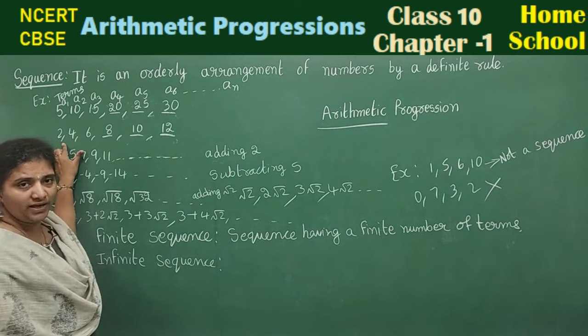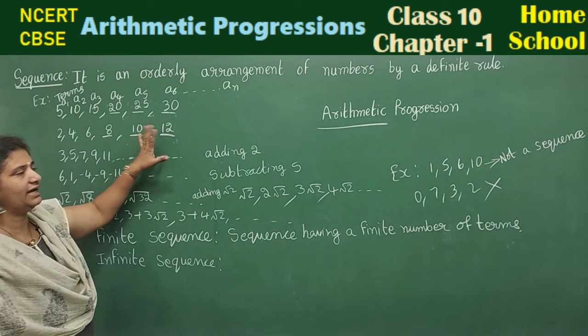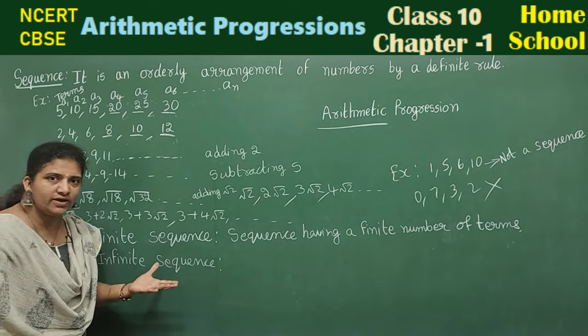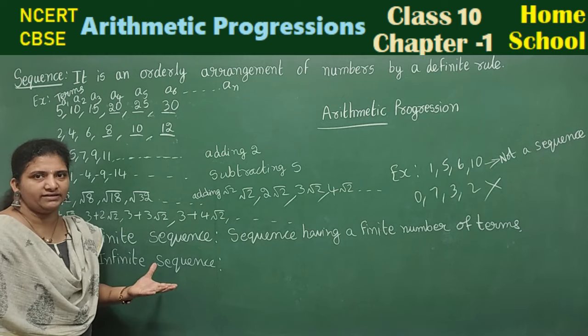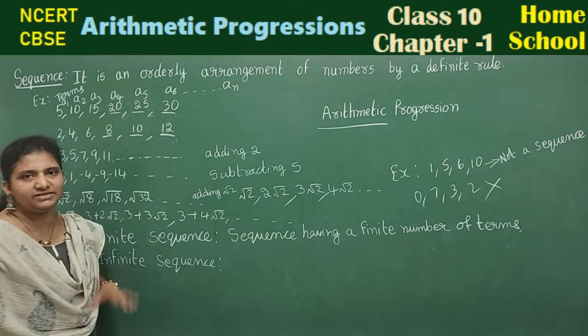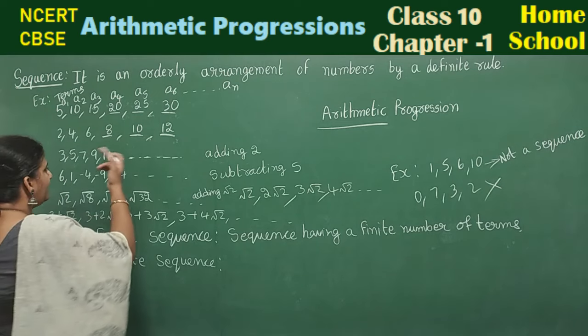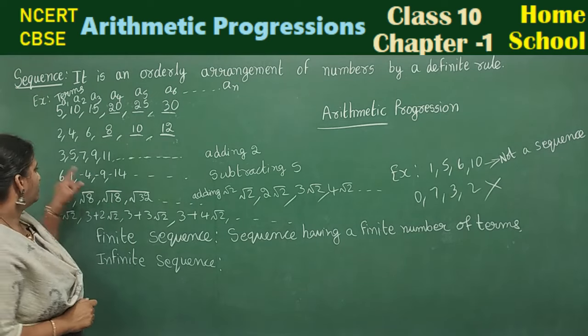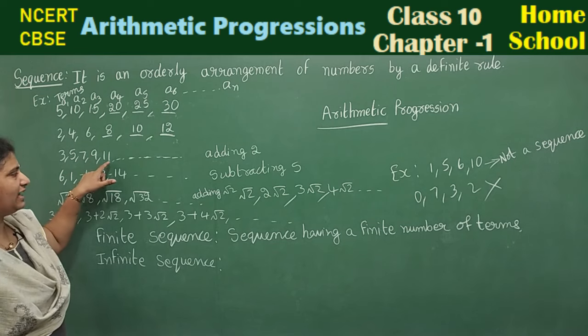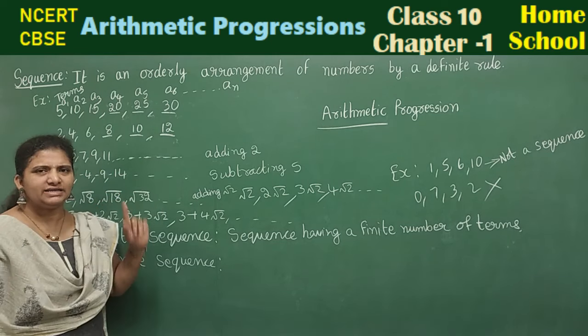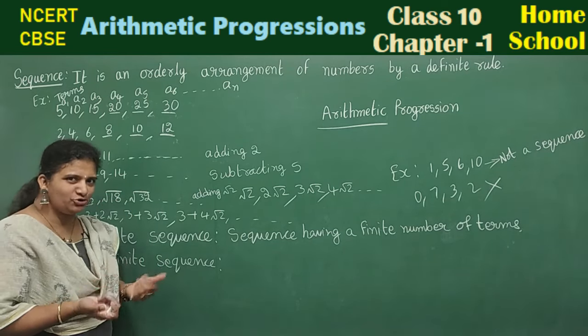Look here, next one: 2, 4, 6, 8, 10, 12. This is also a countable sequence. That means it is a finite sequence where there is an end. And next example: 3, 5, 7, 9, 11, and so on. Is it ending? Where it ends, do you know?